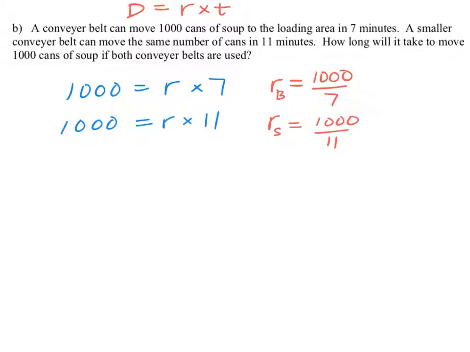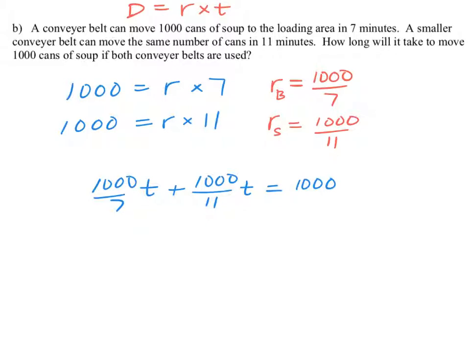Now, if we take each rate times the time, we want to know how long it will take to load the 1,000 cans if both conveyor belts are used. So we can set up the equation as 1,000 over 7 times the time plus 1,000 over 11 times the time. That's distance equals rate times time for the small and the big, and we want to know how long it will take them both to move 1,000 cans of soup. So we end up with this equation.